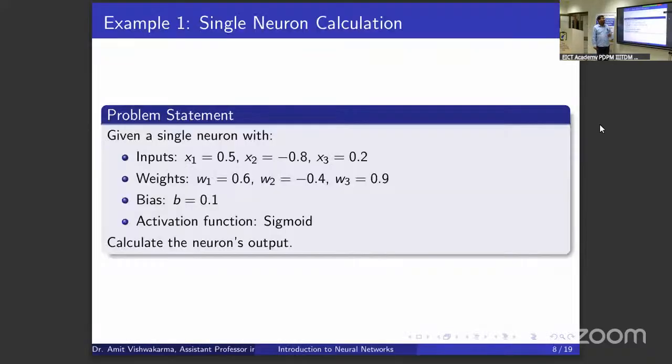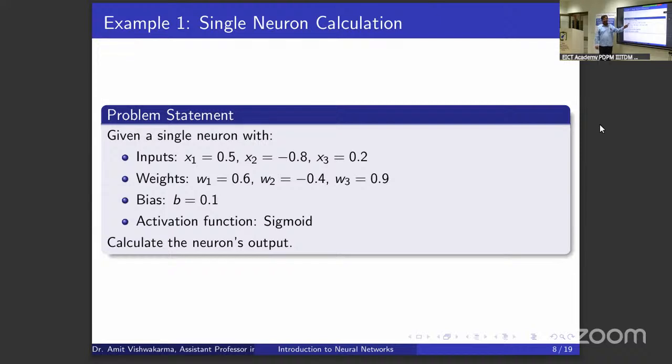Next slide. I request all of you to use a pen or copy, because some mathematics is there for better understanding. Okay, start with this. First of all, we are given a single neuron, only one neuron is there. We will have some input, some output, and some process.